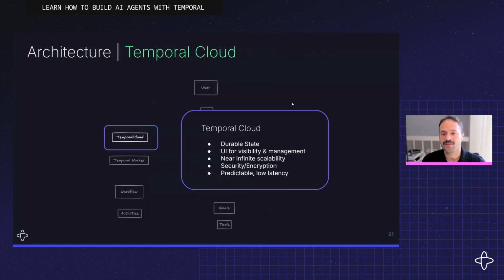Temporal Cloud is our commercial offering. It is a very good way to host a Temporal instance, and that gives you a nice, scalable, persistent backend that takes away a lot of the less fun parts of figuring out how to scale a local Temporal instance. Temporal Cloud has support for security and encryption. It has very low latency, and it offers a UI for observability and management. So it's a great way to run Temporal.